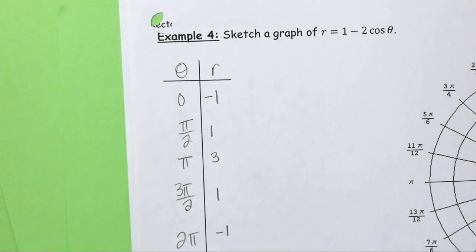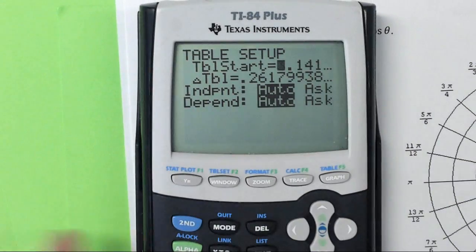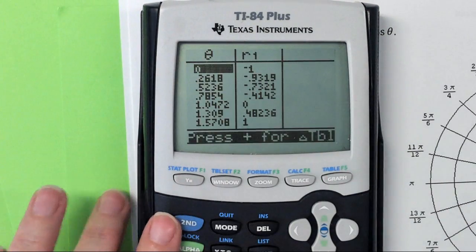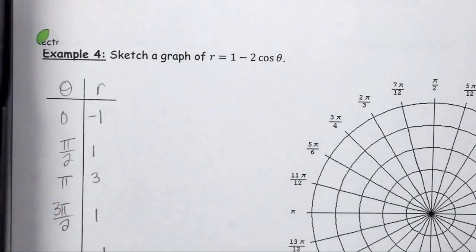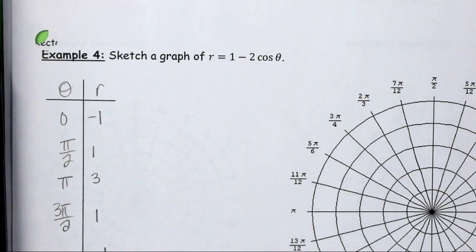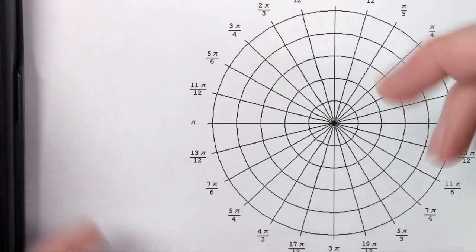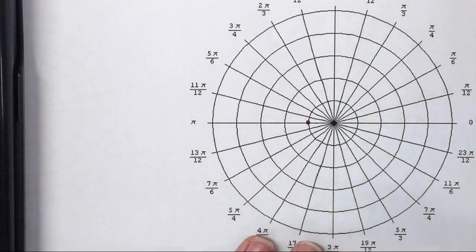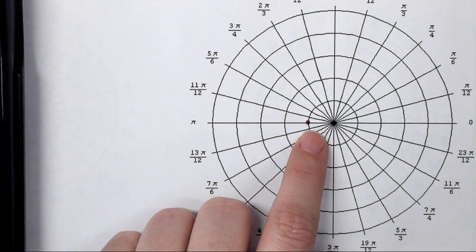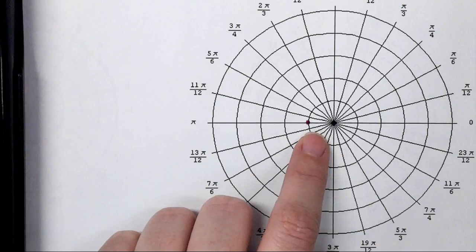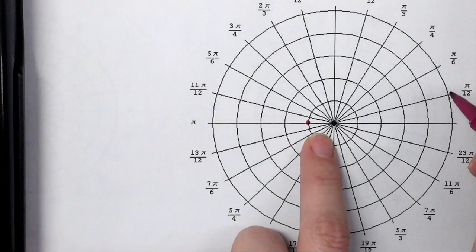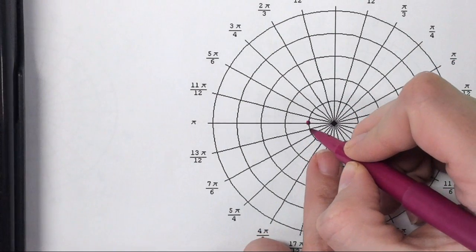All right. So I'm going to my table set. I want to start at 0. I already put my equation of my y equals. And now I'm going to my table. So 0, negative 1. Anytime it's negative, we're going to go back. So we don't go towards 0, we go away from it. So this is our first point. And this is actually part of the inner loop. Okay? And then our next one at pi over 12 is negative 0.93. So that's really close to that.